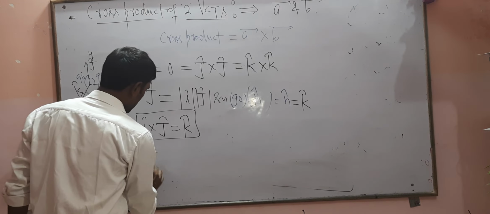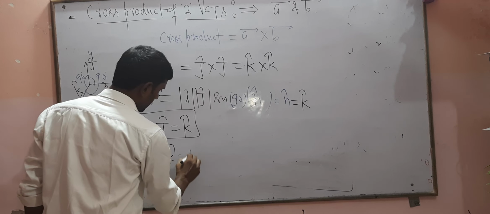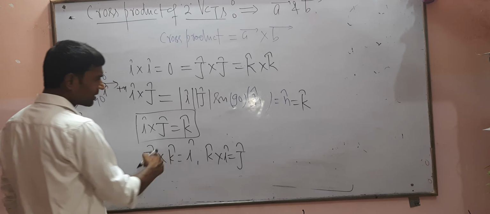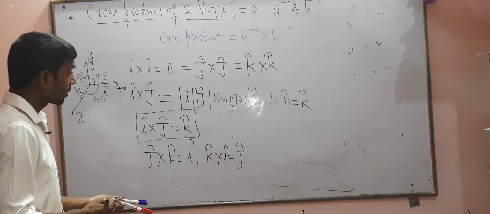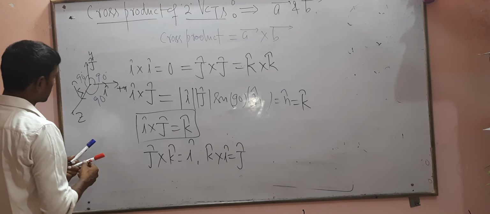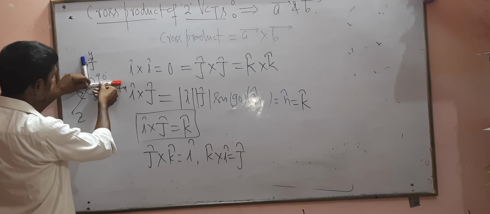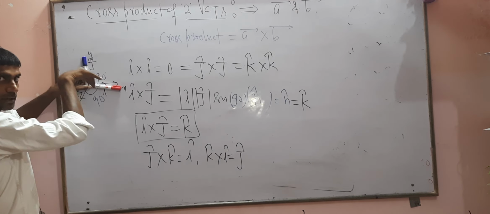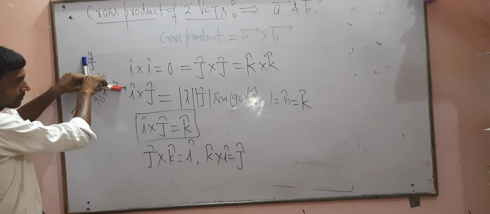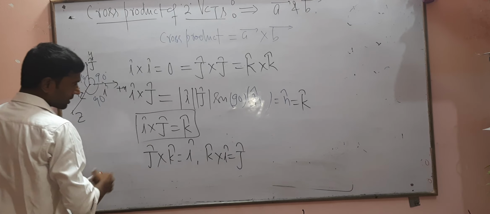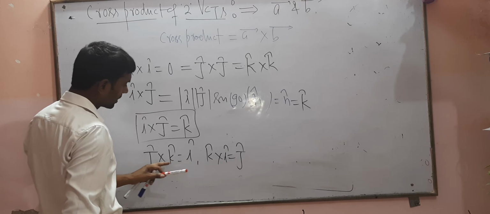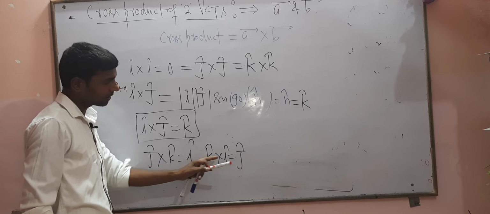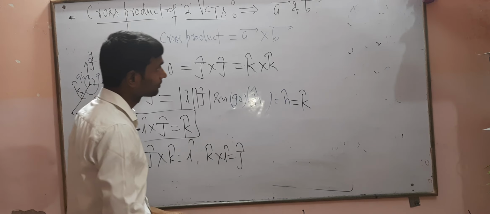Similarly, j cross k equals i cap, and k cross i equals j cap. But if the order is changed, then that will be a negative sign, because j cross i is this, which is the minus z axis. Minus z axis means minus k cap. So if the order is changed, j cross i equals minus k cap, k cross j equals minus i cap, and i cross k equals minus j cap. Okay.